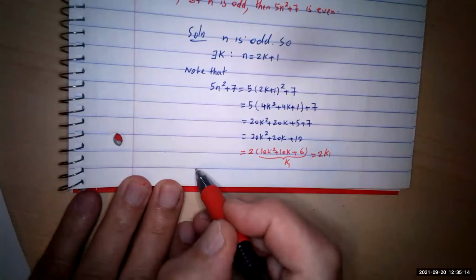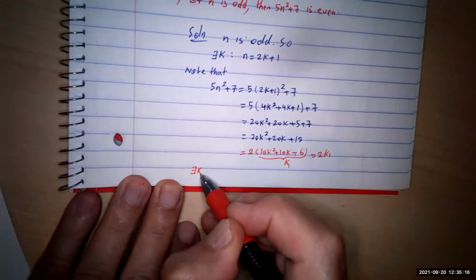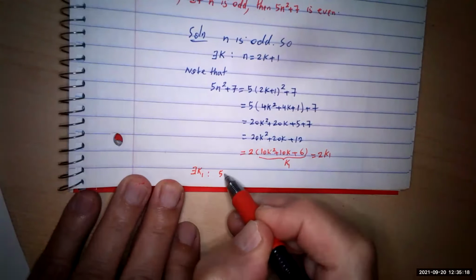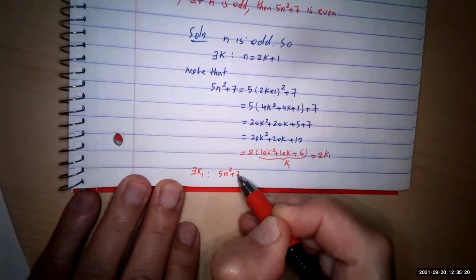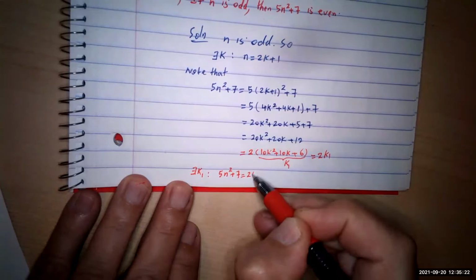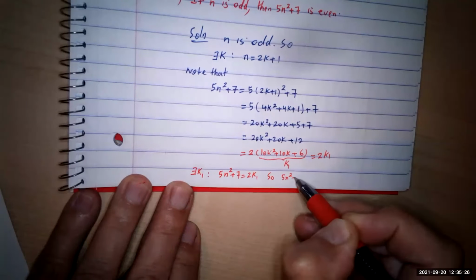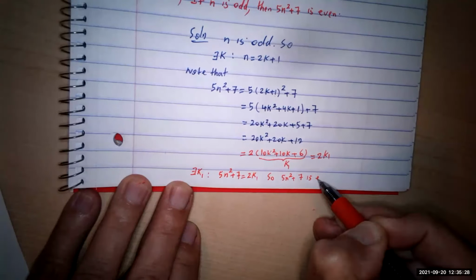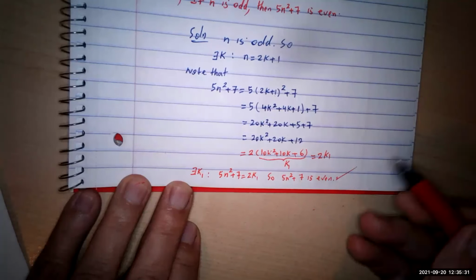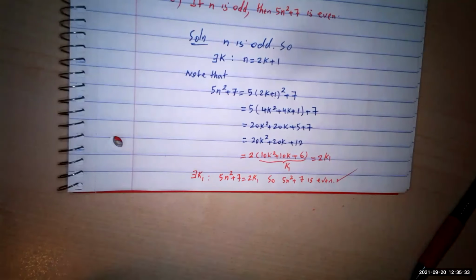So what you proved? You proved that, oh, there is a k1 such that 5n squared plus 7 is of the form of a multiple of 2. So 5n squared plus 7 is even. Nice, you see? You proved it. So when you get the idea, it doesn't matter really whatever they give you. You just write it down nicely, in the order of the proof, and you'll be able to do it.